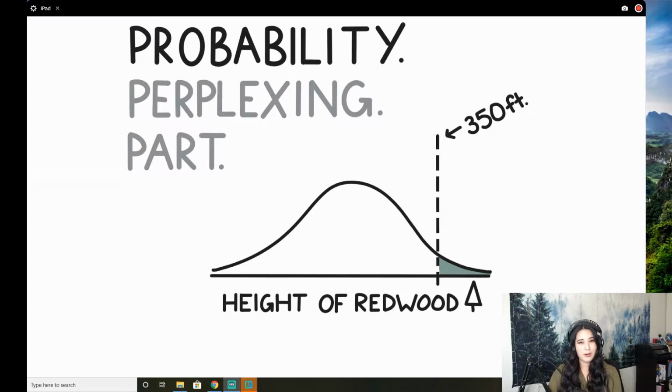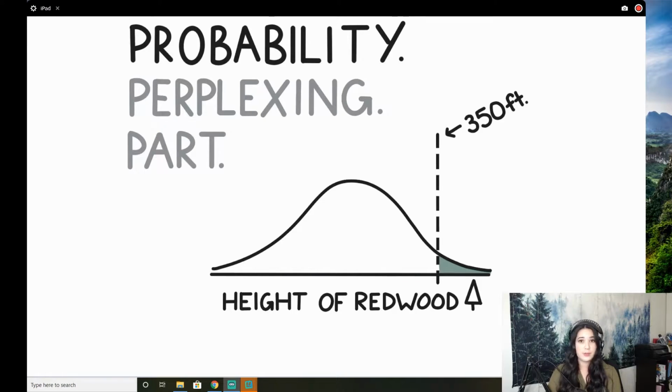If you know anything about redwood trees, that's pretty tall, and I might want to quantitatively measure how rare is it for me to go on a walk, randomly sample 100 trees, and find that their average height is 350 feet. Well, that's exactly what your p-value does. A p-value is the probability of getting a sample as or more extreme than the one that you observed. In this case, a sample of 100 trees with an average height of 350 feet.